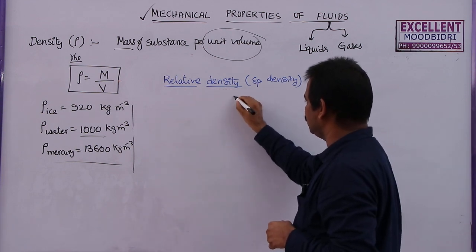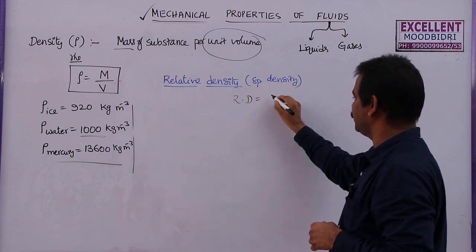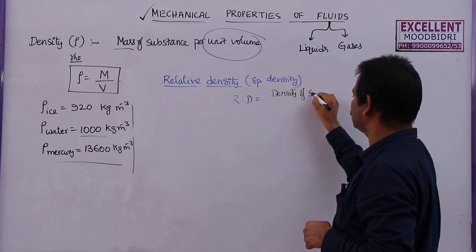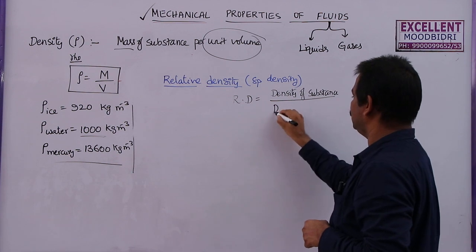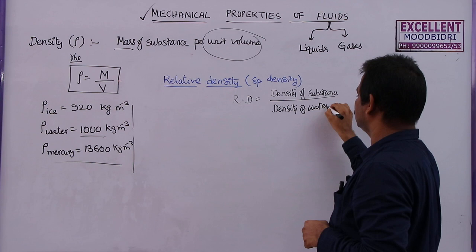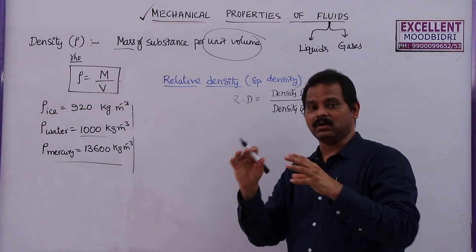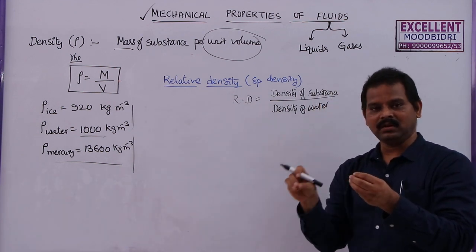Now, what is this relative density? I am going to write this as RD, relative density or specific density. This is the density of the substance by the density of water. That means we are comparing the density of a substance with respect to the density of water. How many times is this density more than water? How many times is this density less than water?